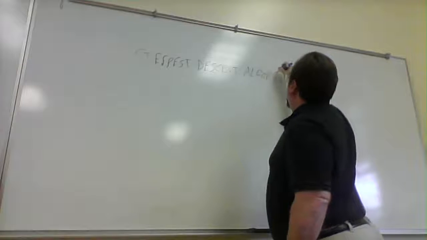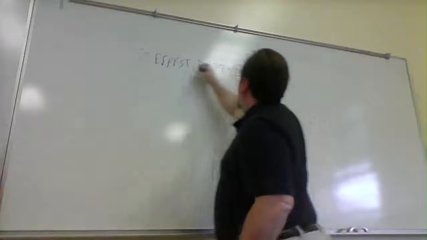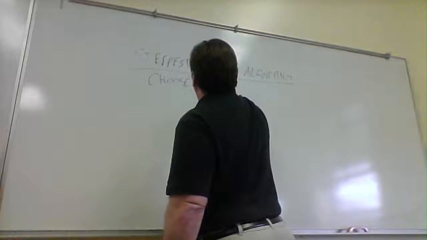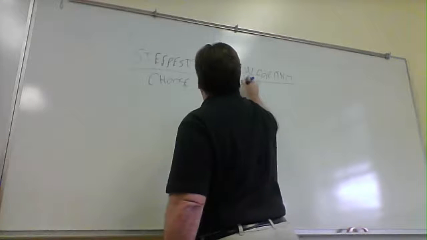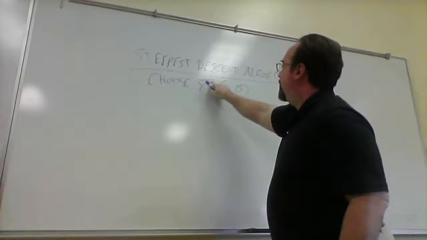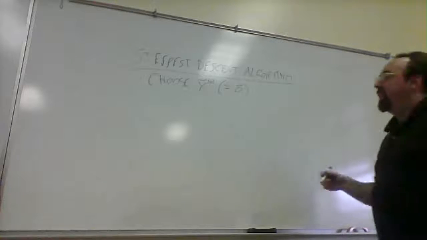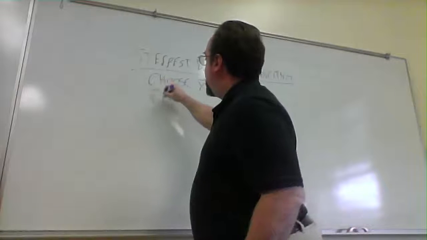Steepest descent algorithm. So go ahead and choose your initial iterate x naught, which might as well be 0 unless you have some compelling reason to choose something different, like you might already know of an approximate solution. And then you just iterate.